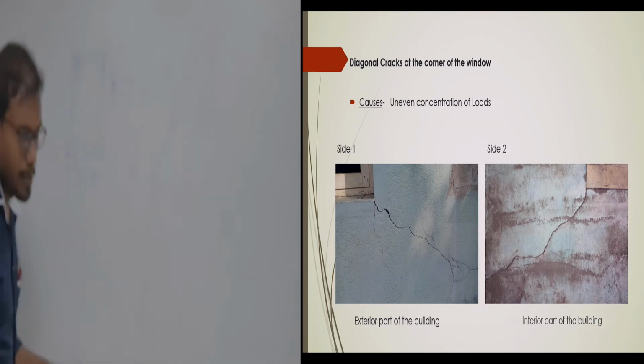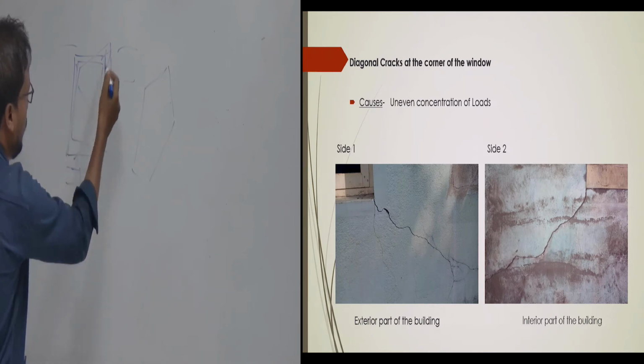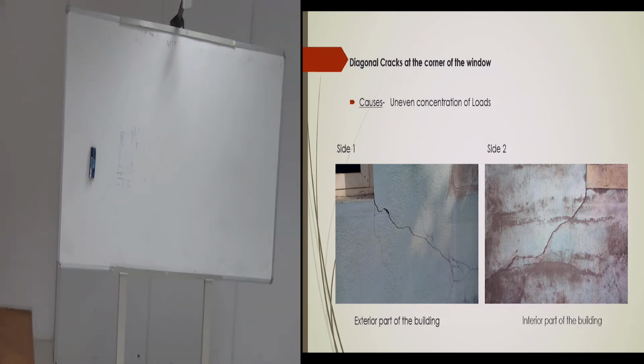One means it moves diagonally, so it will cause tension here as well as compression. Because of the tension across the diagonal, it may cause cracks throughout this diagonal building. So we can say it is an uneven concentration of stresses because of the thermal effect.